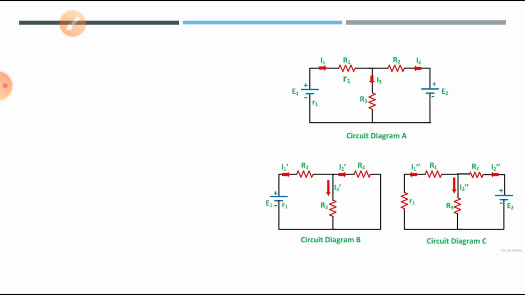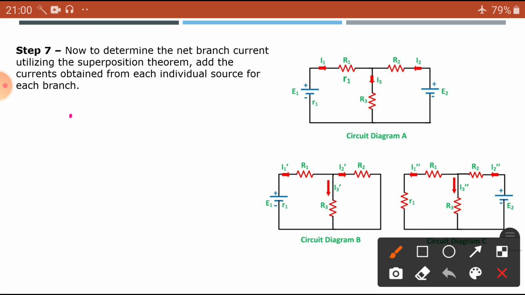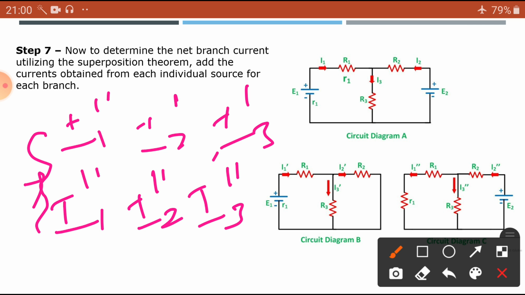Now, step 7. To determine the net branch current using the superposition theorem, add the currents obtained from each individual source for each branch. So, that is I1 single dash, I2 single dash and I3 single dash. Similarly, I1 double dash, I2 double dash and I3 double dash, which we calculated under the influence of E1 and E2. Then simply add the resultant values.